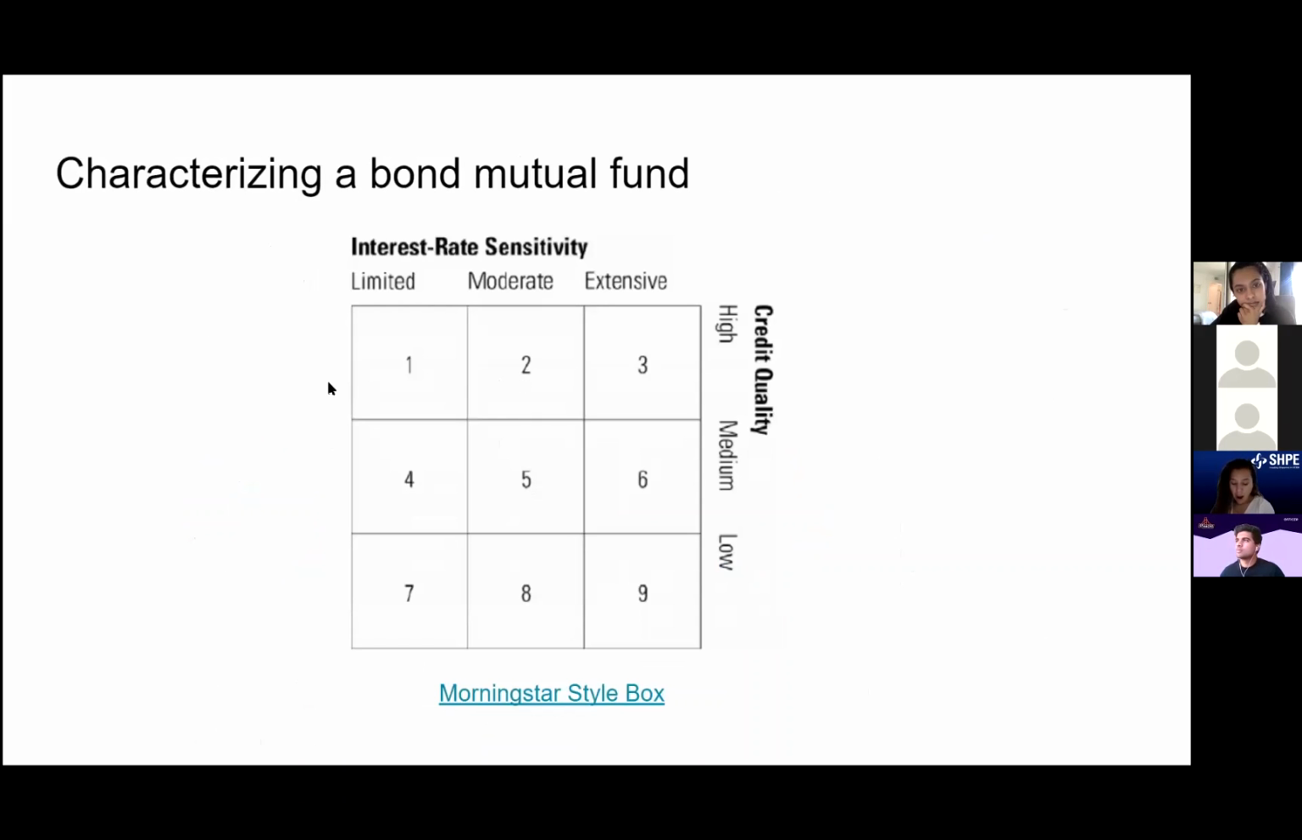So again, we can do the same thing for bonds. You can characterize bond funds along two dimensions: your sensitivity to interest rates and your sensitivity to credit quality. So this top row, you have high credit quality. That would be your U.S. Treasuries. And there's no risk of default, so you have high quality here.